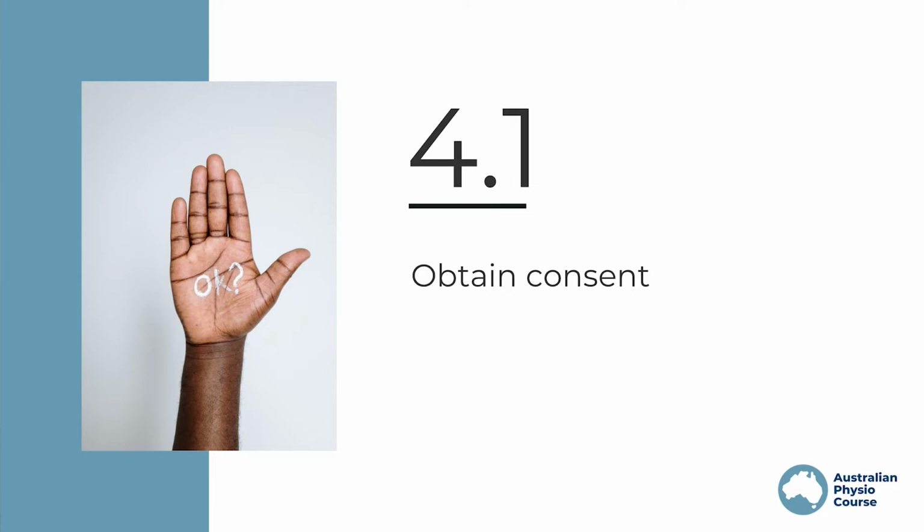Section 4.1. Obtain informed consent for the intervention. Your patient needs to know what you'll be doing and why, and the risks associated with it. This will require some education and needs to happen before you start your treatment.